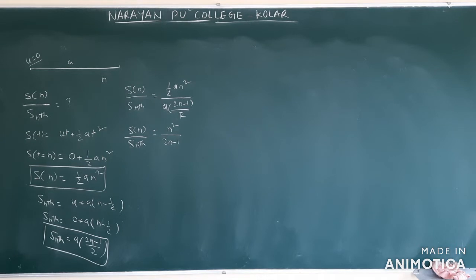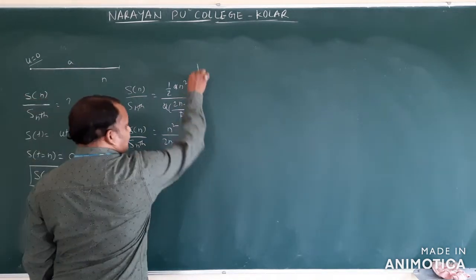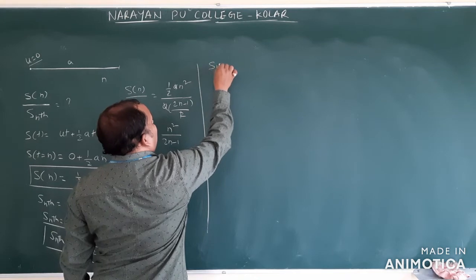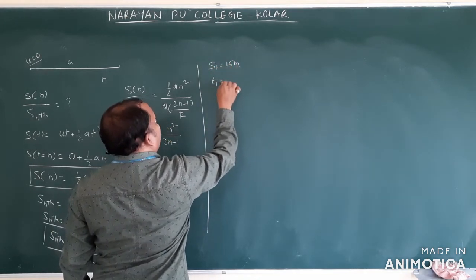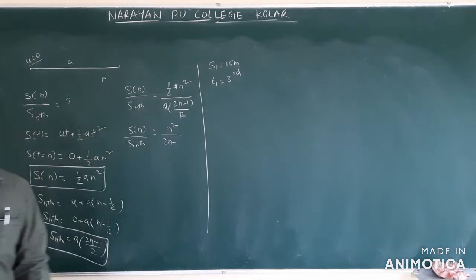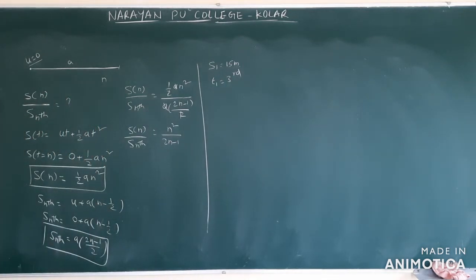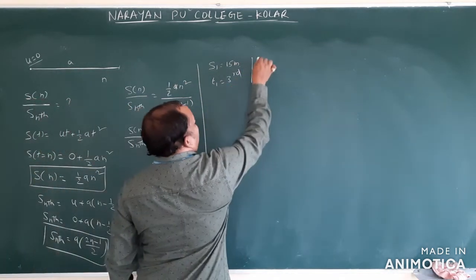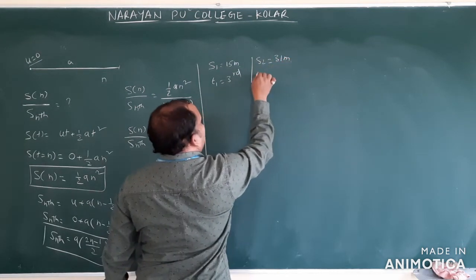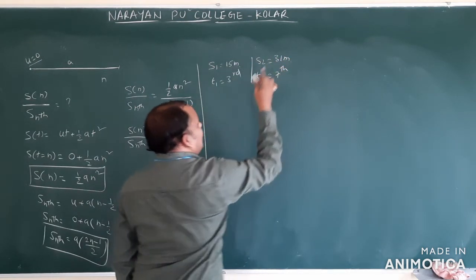See example 7. A particle is moving in a straight line under constant acceleration. It travels 15 meters in the third second and 31 meters in the 7th second. Find the initial velocity and constant acceleration. First it is covering 15 meters in the third second. S1 is equal to 15 meters, T1 is nothing but the third second. Next, what do they give? 31 meters in the 7th second. S2 is equal to 31 meters, T2 is the 7th second.